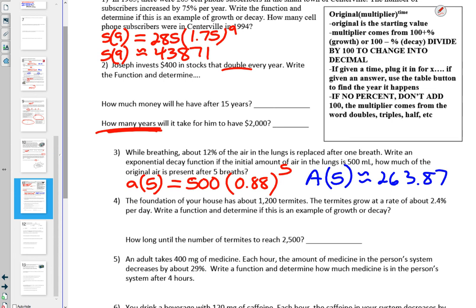Do you still want me to do the one of 15 years, or you got it? Okay. Unless, you know what you could do, you could do it by hand. If it's doubling every year, you could do 400. No, but now you wouldn't be able to, because it's not going to hit evenly. It's going to be a decimal. Yeah, you have to do something called a logarithm.